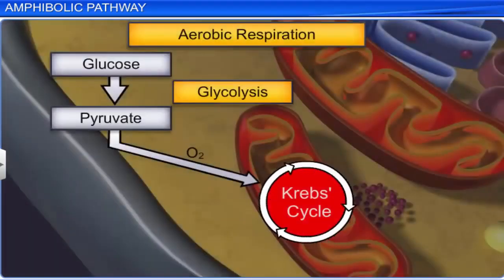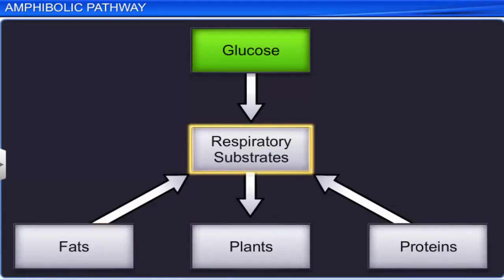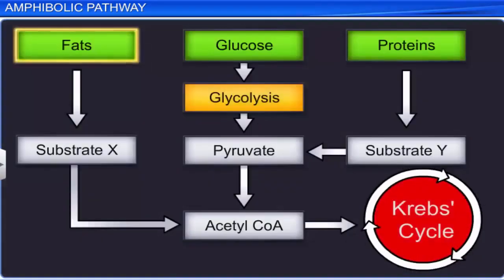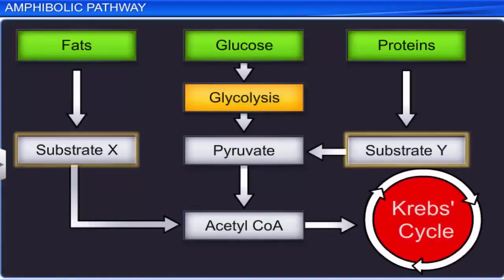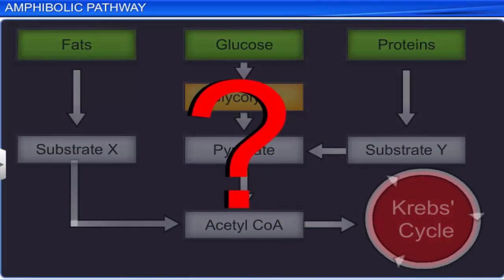So far, we have seen how the glucose substrate is oxidized during glycolysis and observed the Krebs cycle during aerobic respiration. But plants also use substances such as fats and proteins as respiratory substrates. Though pure fats or proteins cannot be directly used as substrates, they can enter as intermediary substrates of glycolysis and the Krebs cycle.